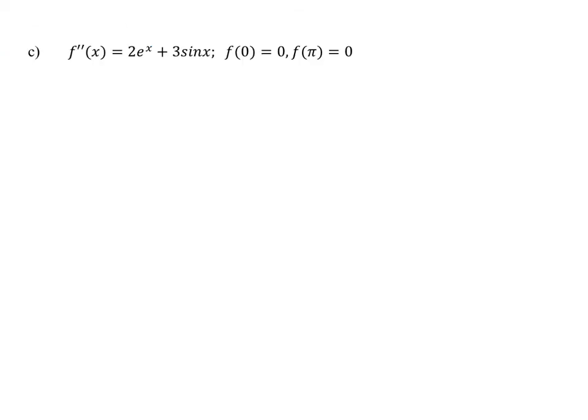Now let's look at one last example. This example is different than the previous two because we're given the second derivative this time. Yet the directions are still the same. We are still trying to find the original function f.